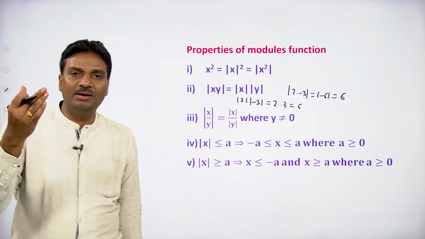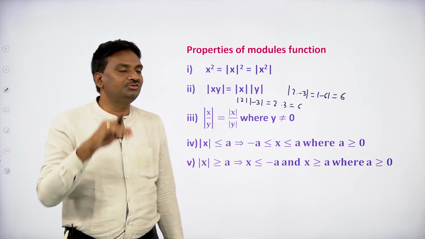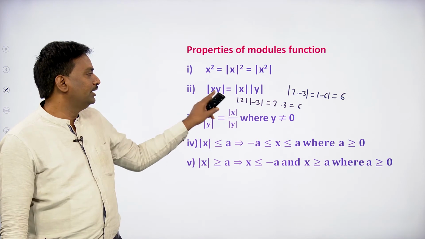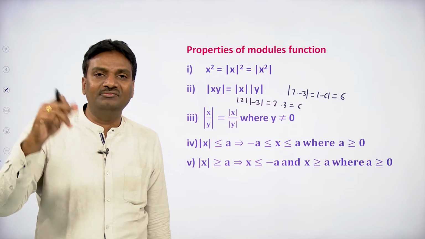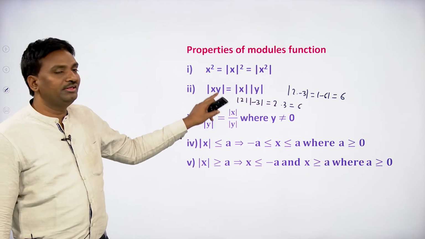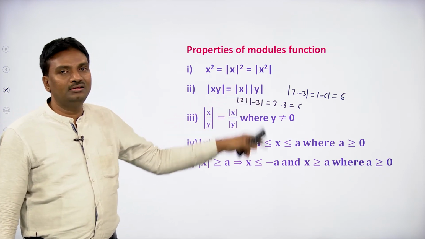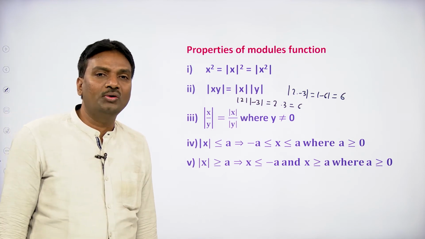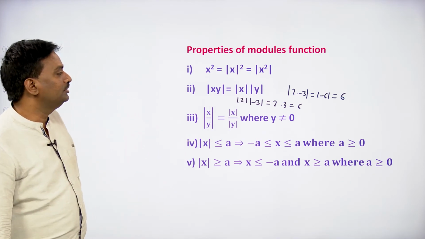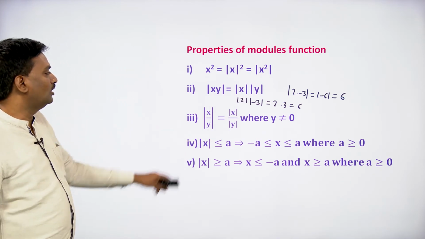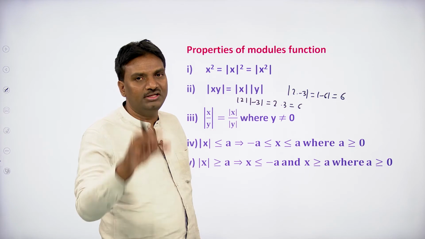So if x comma y are two numbers, they may have positive sign or negative sign or 0. If you take both x and y as zeros, x into y is 0 into 0, 0, mod 0 into mod 0 is 0. Or one is a non-zero number and the second one is 0. For example, x equal to 2, y equal to 0. So 2 into 0 is 0, modulus of 0 is 0. Mod 2 into mod 0, again you will get 0. So if x comma y are two real numbers, then modulus of xy can be expressed as mod x into mod y. Next, the third one: modulus of x by y equal to mod x by mod y, where y must not be equal to 0.